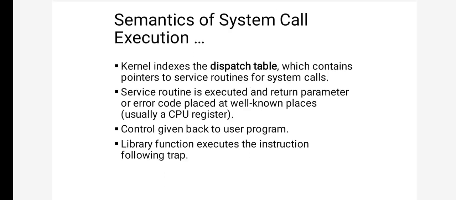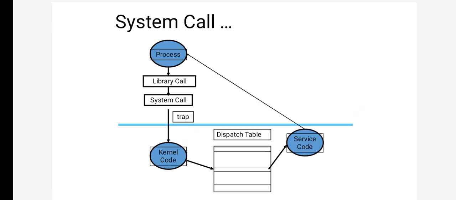Semantics of system call execution: the kernel indexes the dispatch table, which contains pointers to the service routine for the system call. The service routine is executed and the return parameter or error code is placed at well-known places. Control is given back to the user program. The library function executes the instruction following the trap. In a system call, three types are involved: process, kernel code, and then service code.